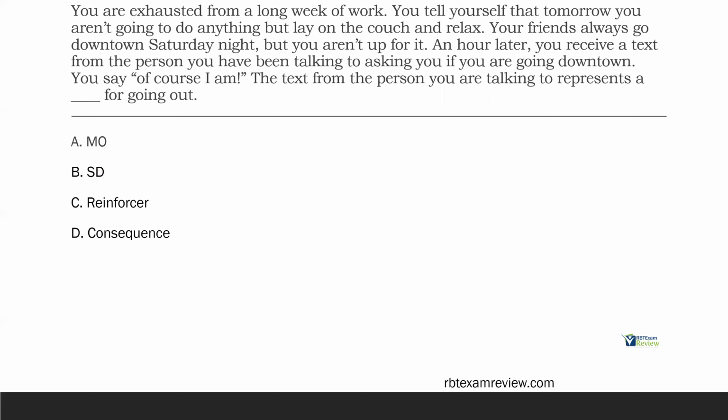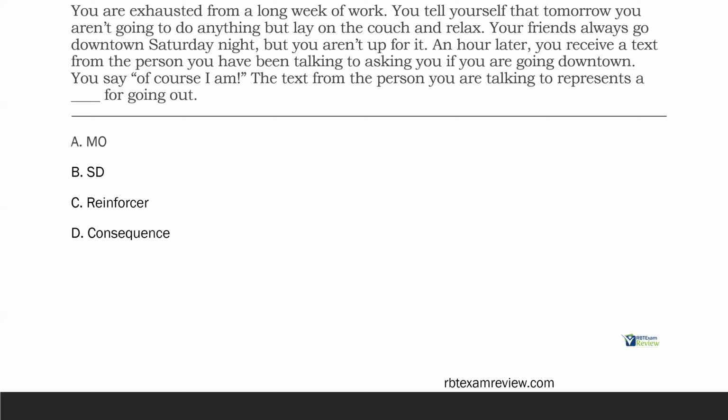You are exhausted from a long week of work. You tell yourself that tomorrow you aren't going to do anything but lay on the couch and relax. Your friends always go downtown Saturday night, but you just aren't up for it. An hour later, you receive a text from the person you've been talking to asking if you're going downtown. You say, "Of course I am." The text from the person you are talking to represents a blank for going out. Is this an MO, an SD, a reinforcer, or a consequence?